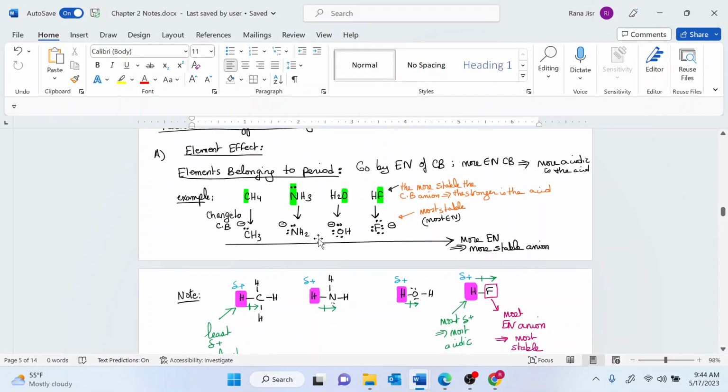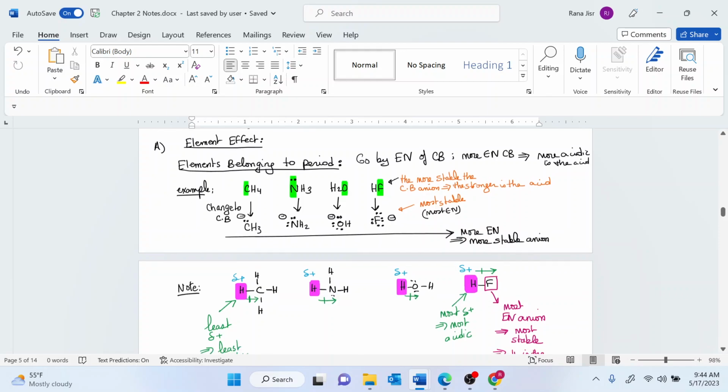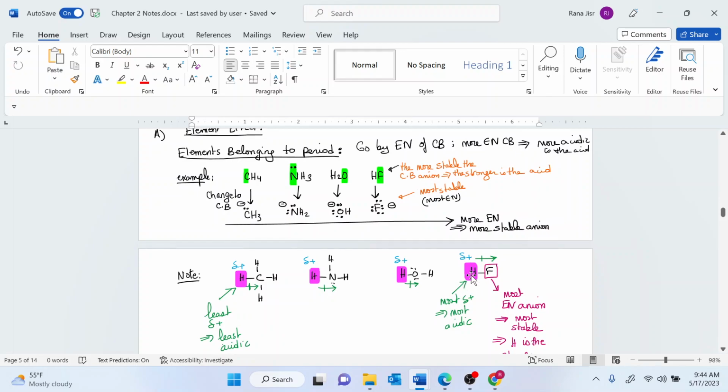The first one is whenever you have an acidic hydrogen bonded to atoms that belong to the same period. So if you have a question like that and you want to rank the acids, the first thing you need to do is change those acids into their Lewis structure and highlight the hydrogen that is connected to the electronegative element. So here I have a hydrogen connected to a fluorine, to an oxygen, to a nitrogen, and to a carbon. Then after you do this, go ahead and change the acid into its conjugate base.